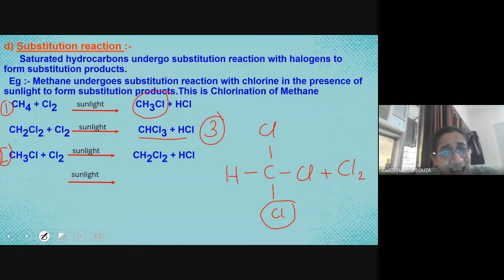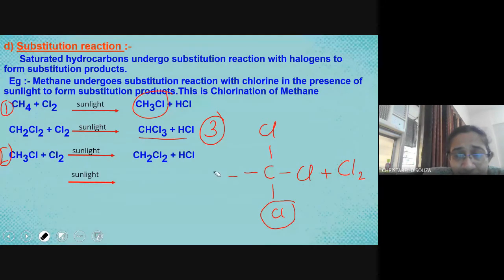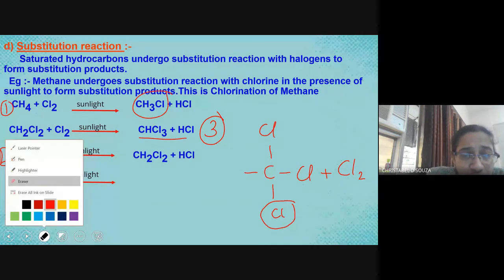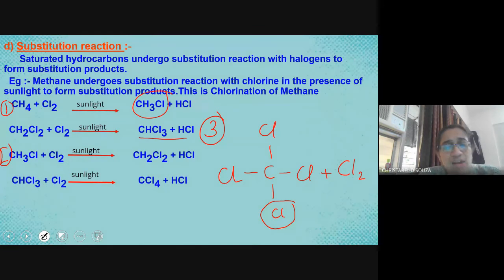And HCl. And last, when you replace one more, what happens to it? Tell me. It is very simple. You get CCl4. Correct? Yes or no? CCl4 plus HCl. Right? This is known as chlorination of methane. This is known as chlorination of methane.